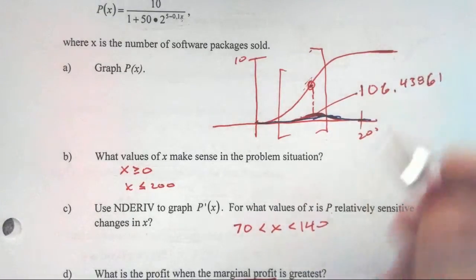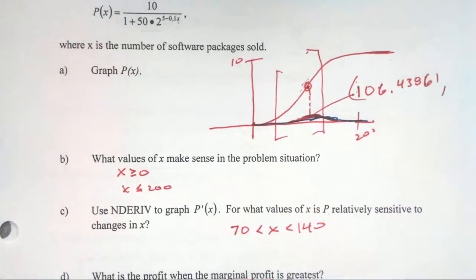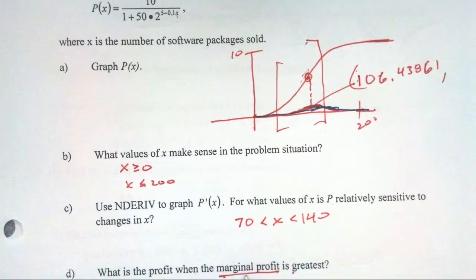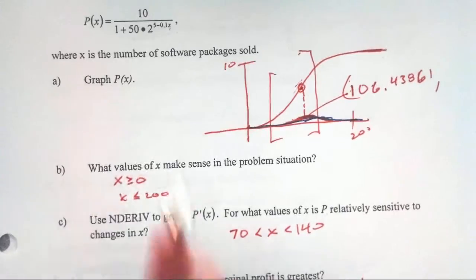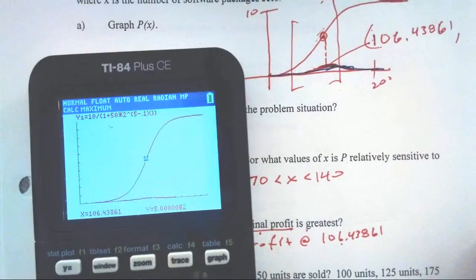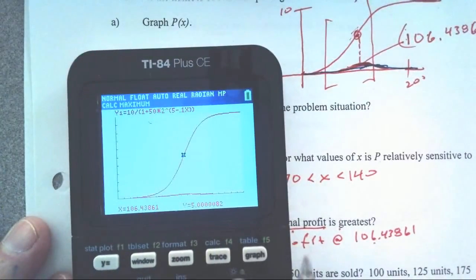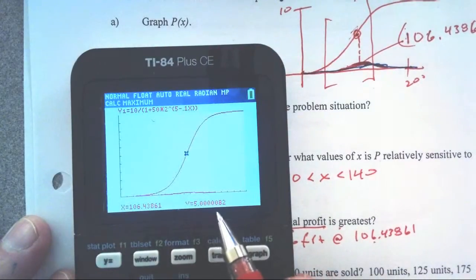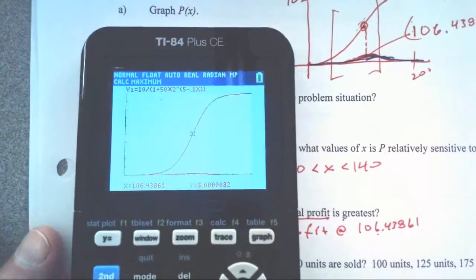106.43861. This is this and some Y value. So what I want to do there is find what the profit is at 106.43861, and I could take that value and put it back into my profit equation. Or I could just go, I just bumped up here. Notice I went from this value here, I bumped up here, and we were at 5.000000082.